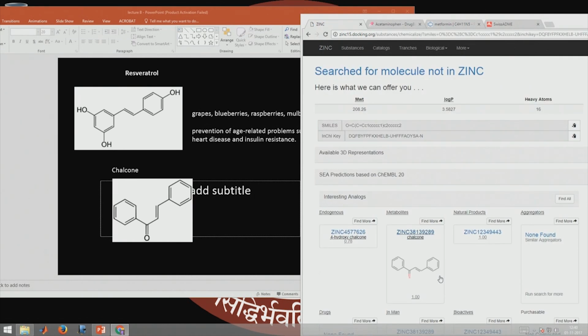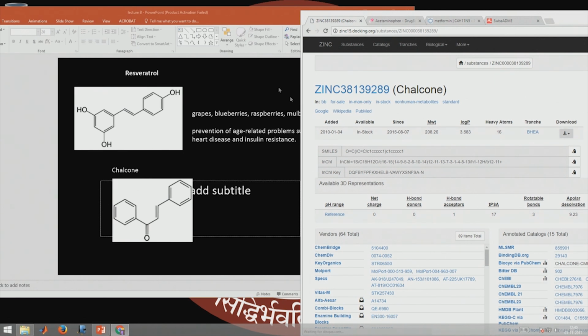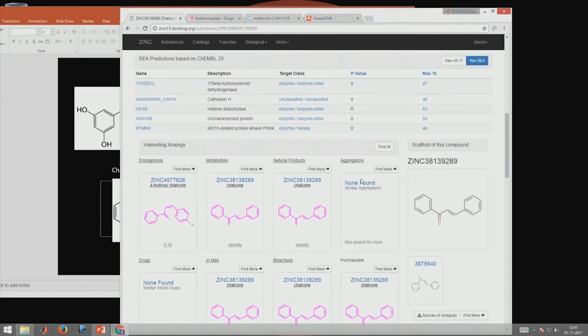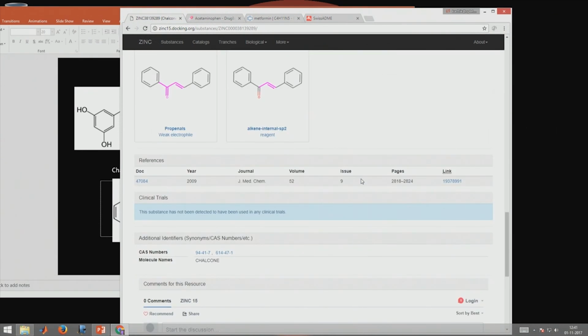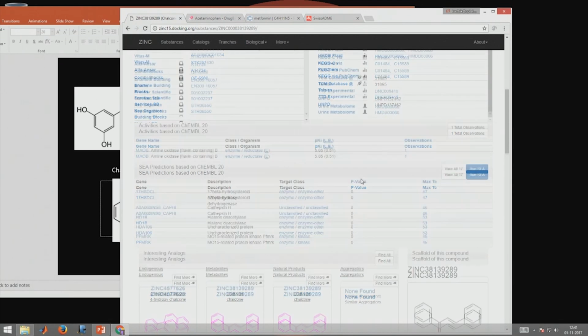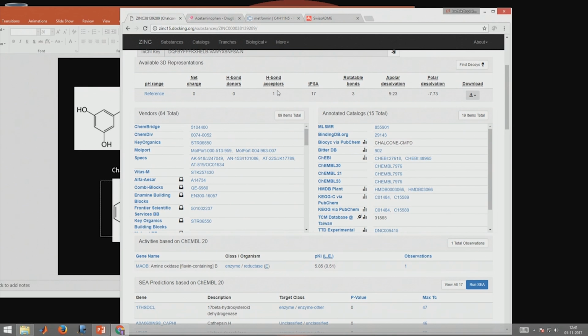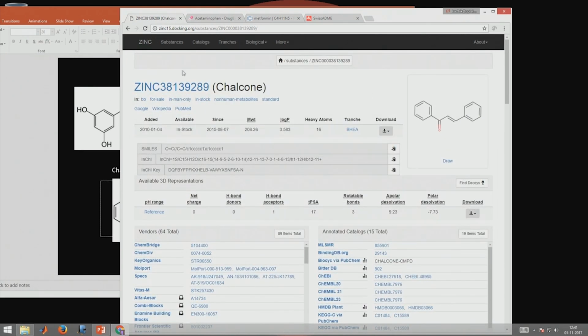Okay, so we have 4-hydroxychalcone. So those structures are there, chalcone. We can look at this chalcone. We may get more properties from this particular database. So, with this SMILES notation, you can get some details about this particular molecule: properties, hydrogen bond acceptors, polar surface area, rotatable bonds. So SMILES notation that way is very useful.